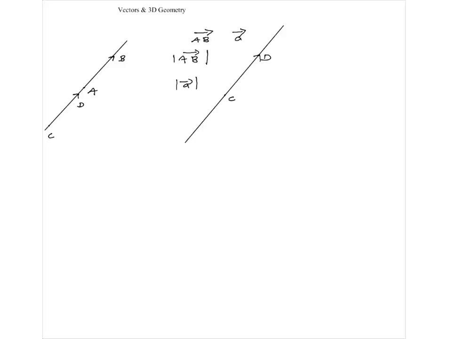Zero vector. The initial and terminal points coincide. We also call it the null vector. Magnitude is 0, so talking about direction makes little sense. This is the way to write it.